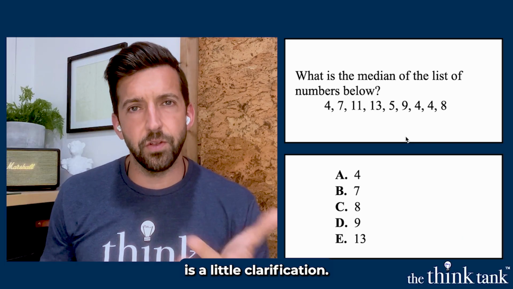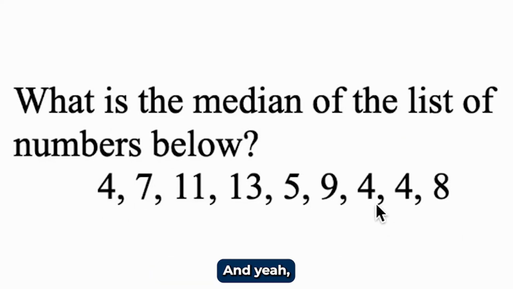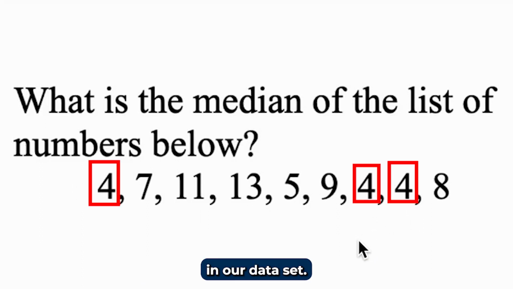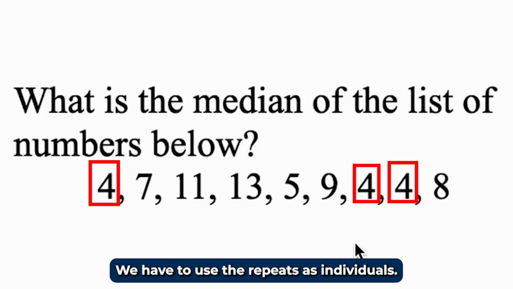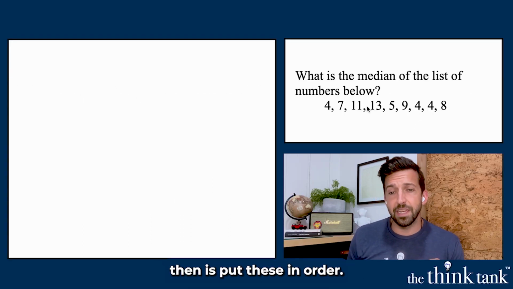And then the third thing is a little clarification. Sometimes people get confused whether you're supposed to use repeat numbers or not. And yeah, you are. Every 4 that shows up, we should treat as an individual value in our data set. We have to use the repeats as individuals. So we'll do that too. Now, the first thing we're going to have to do to get the median then is put these in order.